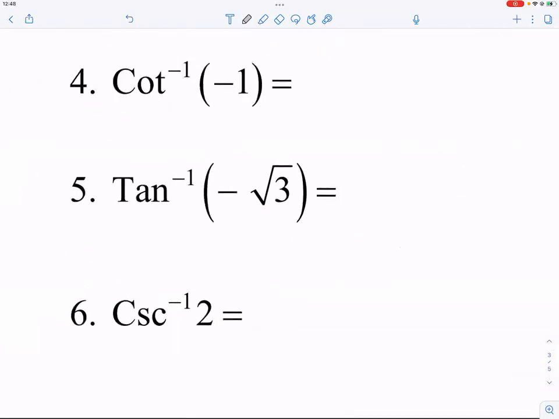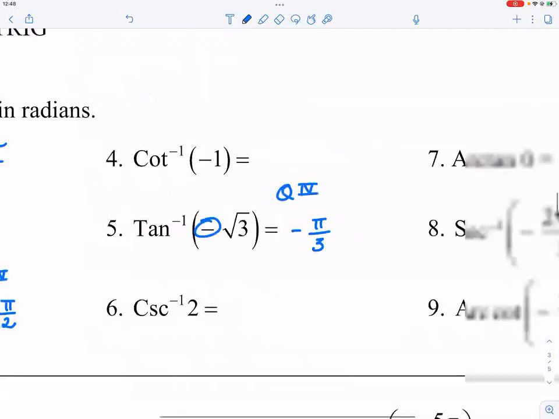Inverse tangent of -3, you see the negative sign, so you have to think about the quadrant. Everybody, what's the quadrant? Quadrant 4. So we ask the question, the tangent of what angle in quadrant 4 will give you a value of -3? It must be -pi/3. Okay.